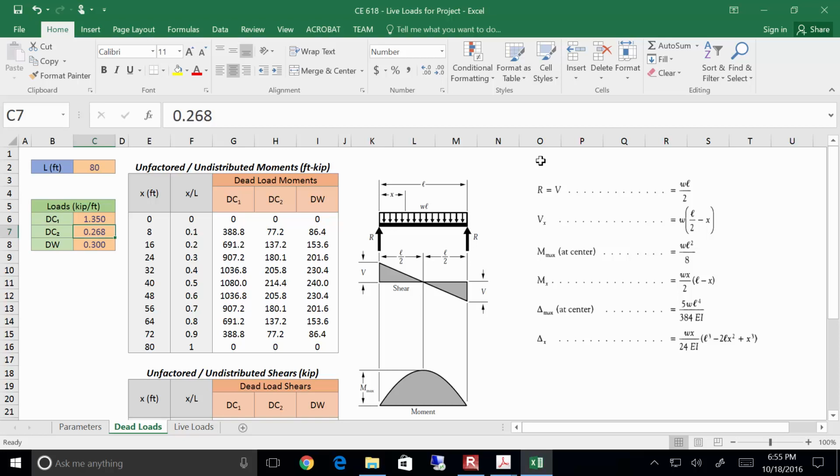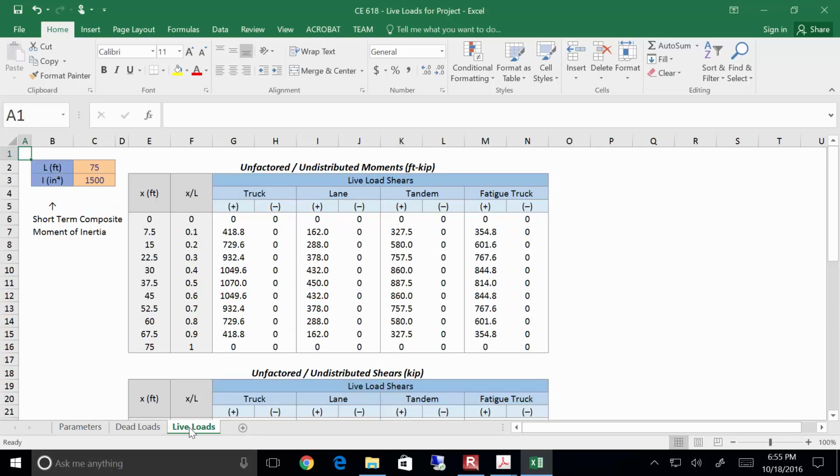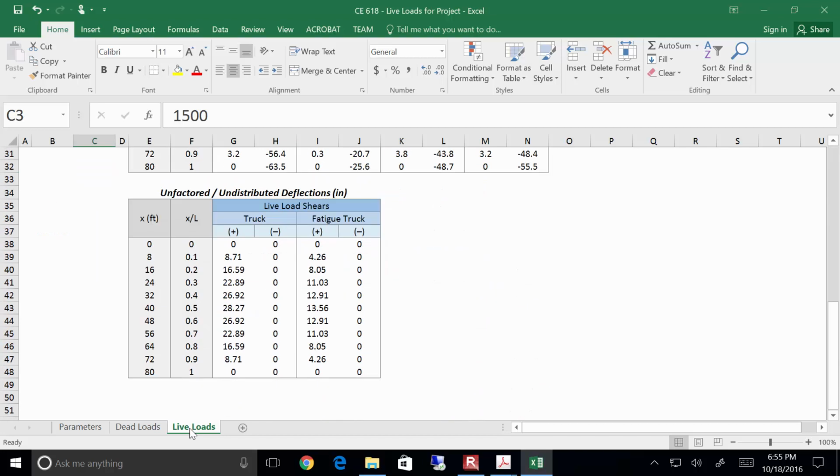Now for the live loads, since everything is simply supported, a lot of this stuff doesn't change. So in the background of this spreadsheet, what I did is I ran that program LEAP Conspan I showed you. I ran that for just about every different span length iteration that you would need. So if you change the span length from 75 foot to, let's say, 80 foot, it changes all of your moments and shears accordingly. Now for this, you're also going to need the short-term composite moment of inertia, because if I change that, it'll change the deflections down here as well.